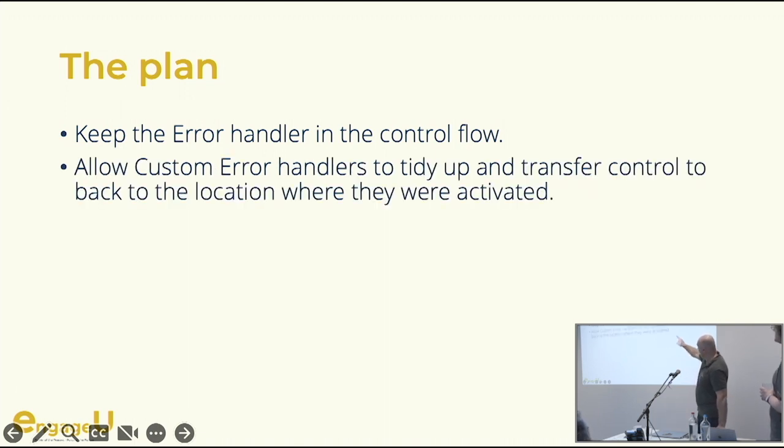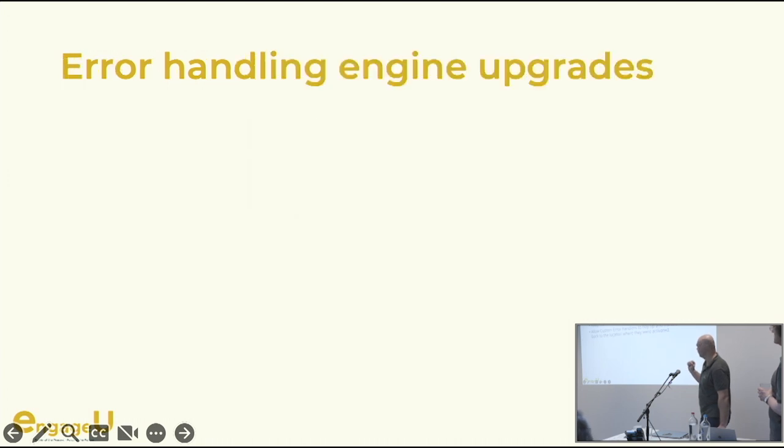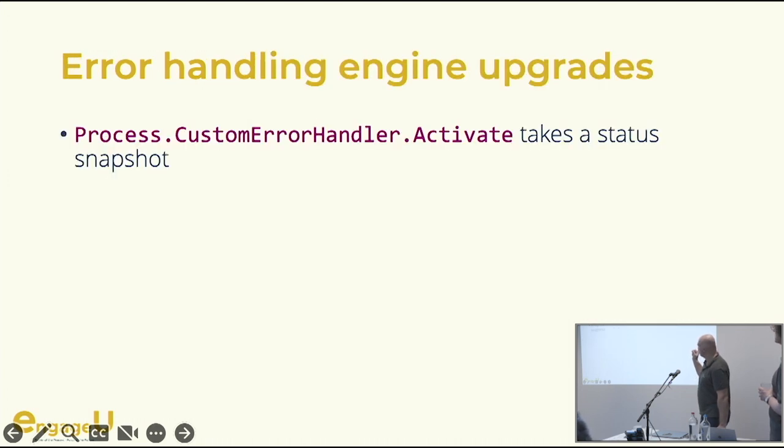And what we want is for our custom error handlers to tidy up in the section where they are active and then continue the execution on, right? Like a typical try-catch would do. What do we need to do for that? We need this function call that activates a custom error handler to actually take a snapshot of the application, the one that our process started, if you remember.